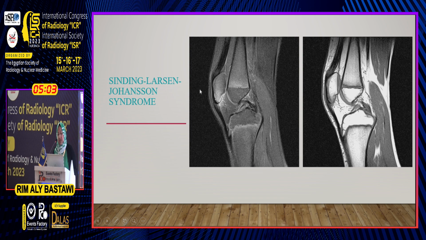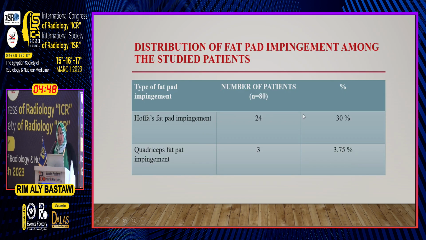Sinding-Larsen-Johansson syndrome was diagnosed when we found bone marrow edema at the inferior pole of the patella, identified in the sagittal fat suppressed and sagittal T1 weighted sequences with or without associated proximal patellar tendinitis. The fat pad impingement syndromes included in our study were the Hoffa's fat pad impingement as the most common one, followed by the quadriceps fat pad impingement.